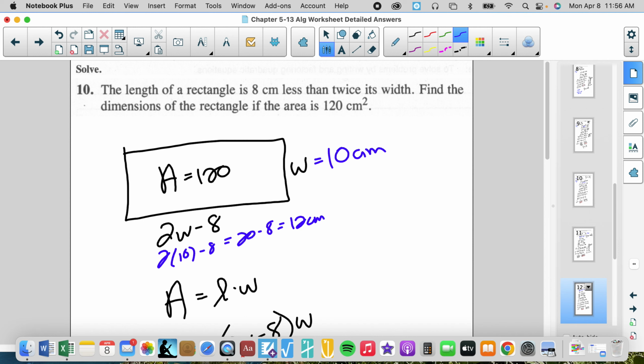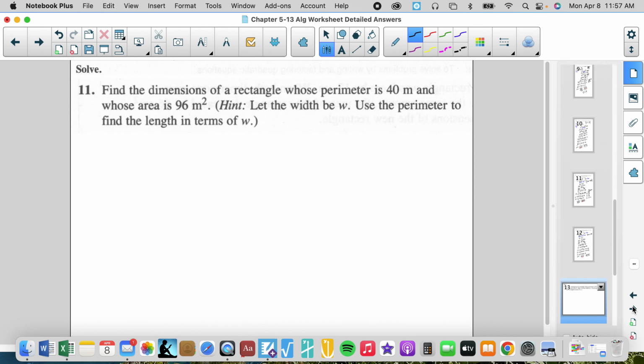So find the dimensions. The dimensions are going to be 12 centimeters by 10 centimeters is the dimensions of the rectangle. If we double 10 and subtract 8, that gives me my 12. Find the dimensions of a rectangle whose perimeter is 40 meters and whose area is 96. Hint, let the width be W. Use the perimeter to find the length in terms of W.